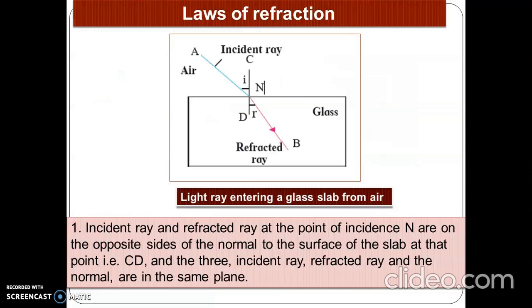Now coming to the laws of refraction. The first law says the incident ray and the refracted ray at the point N are on the opposite sides of the normal to the surface of the glass slab at point CD. This is my normal. They are on opposite sides of the normal, and the three, that is the incident ray, the refracted ray and the normal, are in the same plane. So these three are in the same plane.